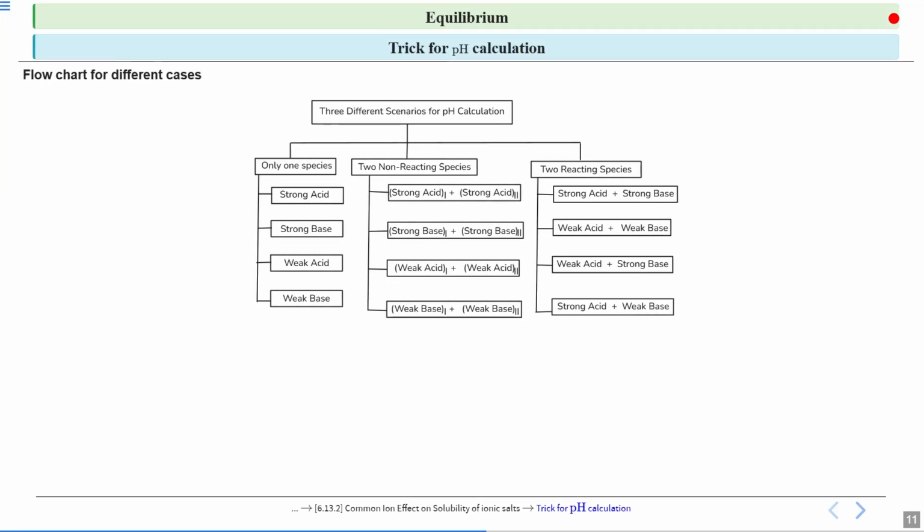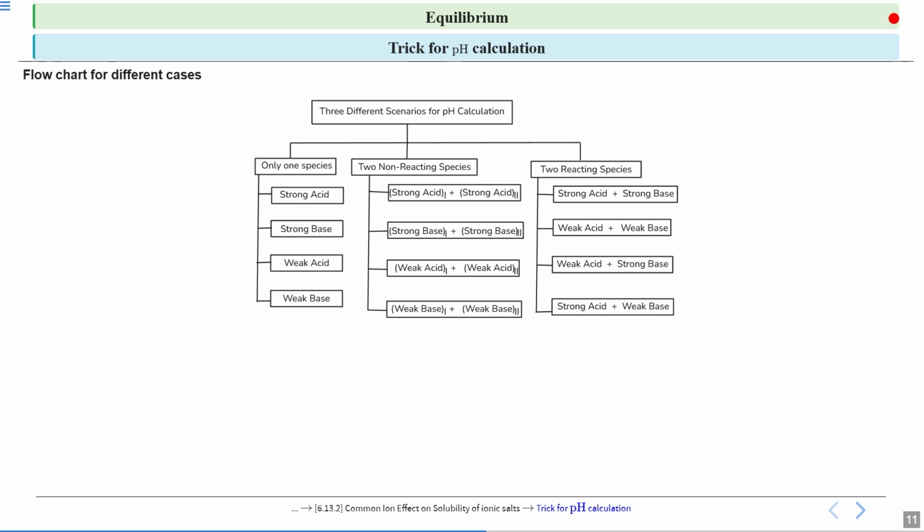Now, if you get this point, we can move on to the tricky part. First of all, we have this flow chart for different cases. 3 scenarios are possible. In the first scenario, we have only one species, either strong acid, strong base, or weak acid, weak base. So the second case, we have 2 species, but they are non-reacting, means both are acid or both are base. So yet 4 cases can arise.